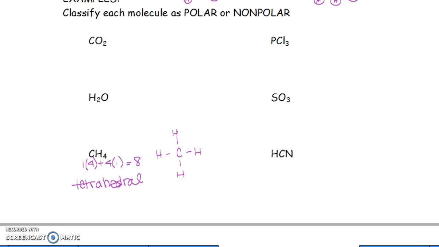And as long as all of my bonded atoms are made of the same element, each of them is hydrogen, this is going to be a non-polar structure.